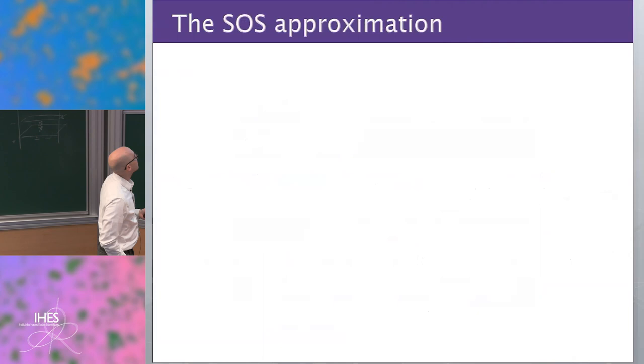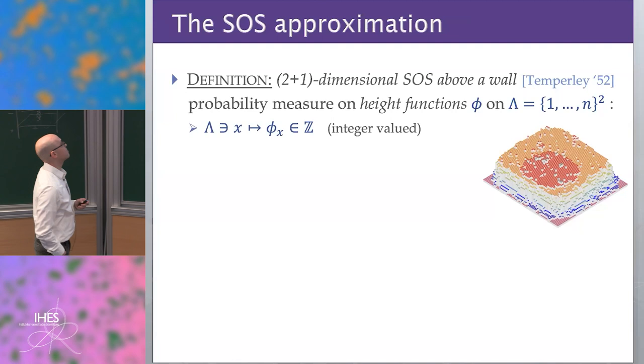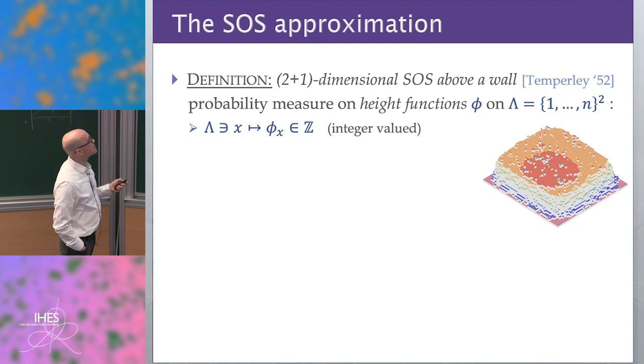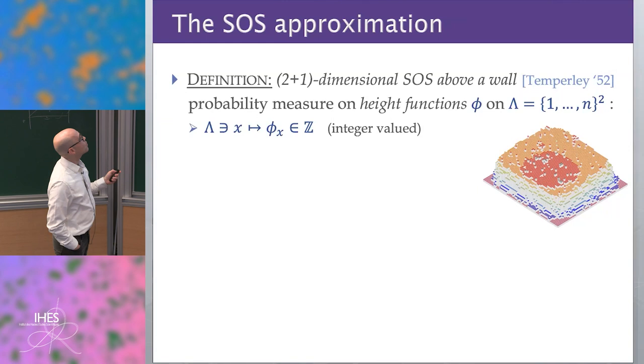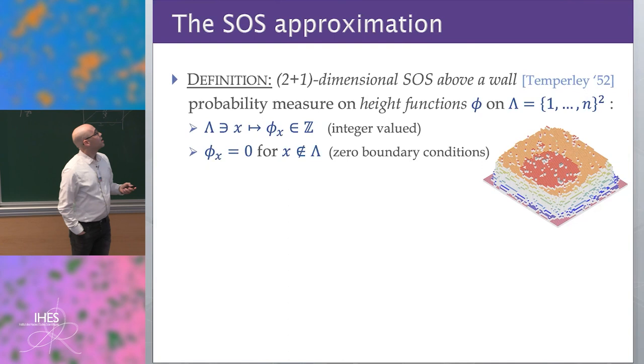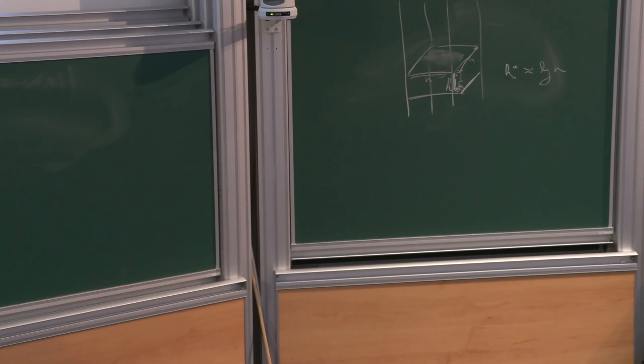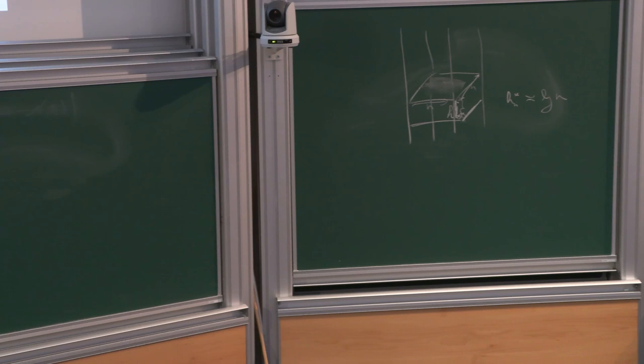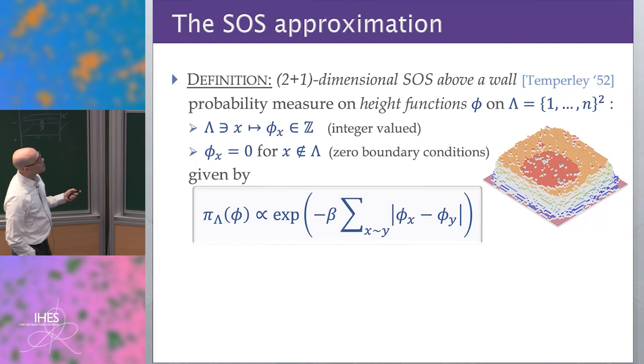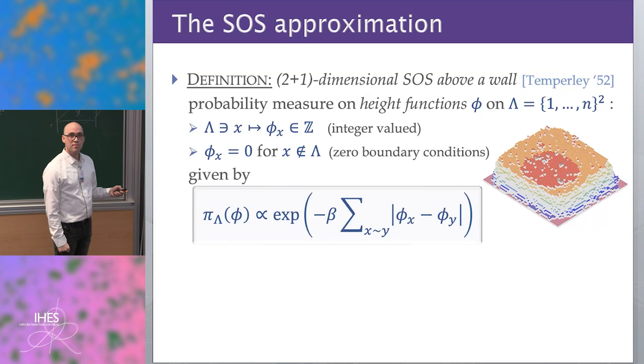Okay, so this brings us to the solid-on-solid model. What is the solid-on-solid model? It's a distribution over height functions. We have an n by n box. And now, and this is important, we want the height to be integer valued. And we put zero boundary conditions. Okay, this is going to model the interface in the Dobrushin setting. The distribution is going to be such that we are weighting every configuration proportionally to e to the minus beta times the sum over nearest neighbors of the vertical discrepancy between the values of the function at these two points.